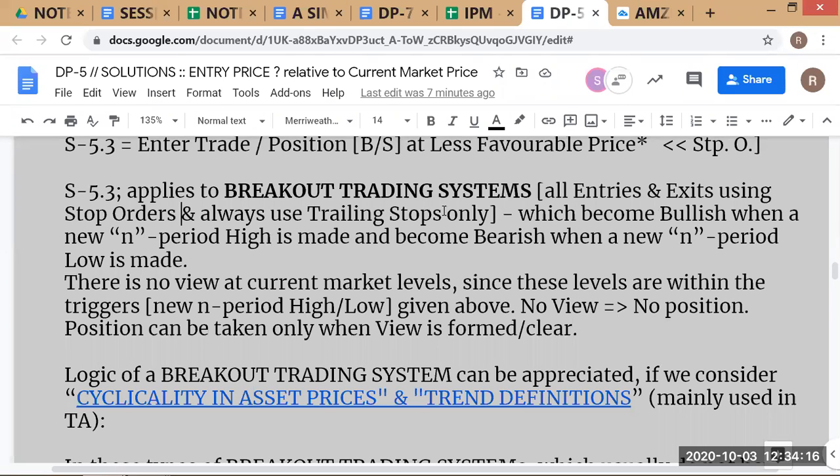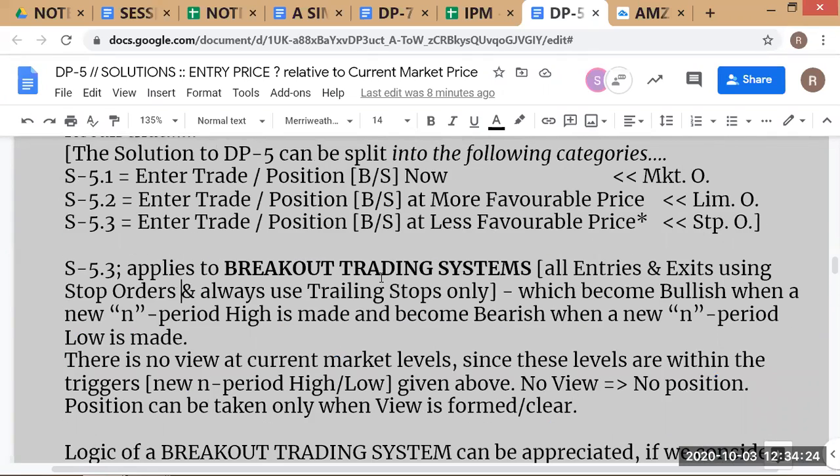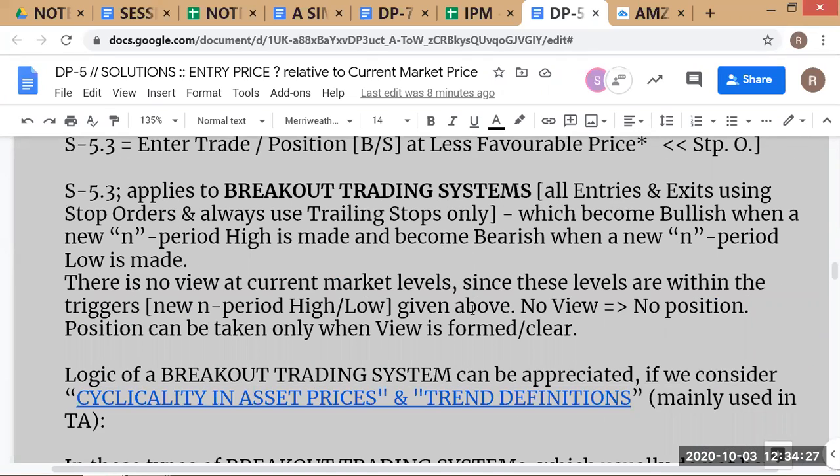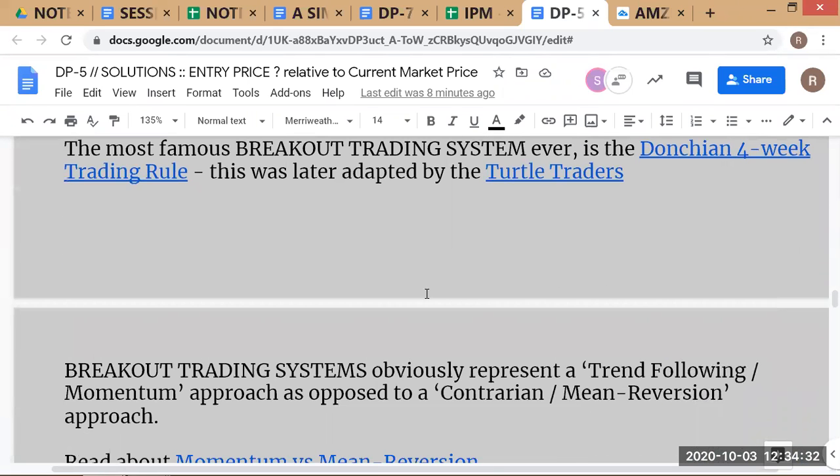And you have to remember these breakout trading systems are basically all done by stop orders. So what we are discussing is breakout trading systems. This is a property of breakout trading systems. And what particular system do you want to understand? Donchian 4-week trading rule. There's a guy called Richard Donchian. That's why it's called the Donchian trading rule. It's very simple. Understand that this is a type of breakout trading system. The Donchian trading rule is a species of breakout trading system, so it will have all the properties of a breakout trading system.